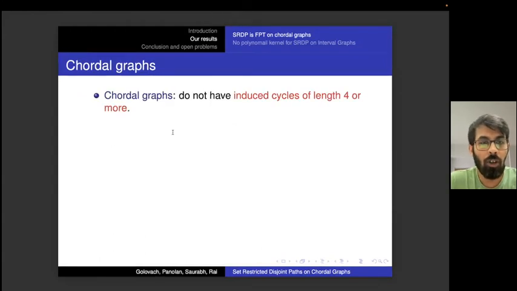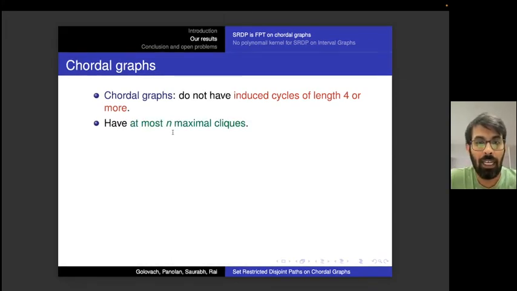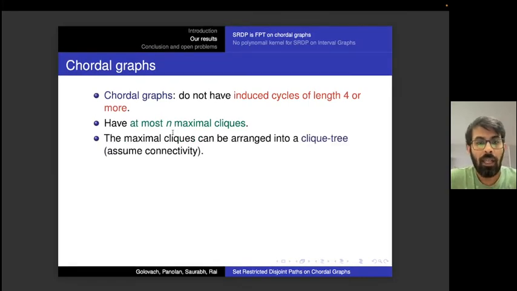Let's look at the structure of chordal graphs first. What are chordal graphs? Chordal graphs are the graphs which do not have induced cycles of length 4 or more. They are also called triangulated graphs. These graphs have at most n maximal cliques, where n is the number of vertices in the graph, and these maximal cliques can be arranged into a clique tree.